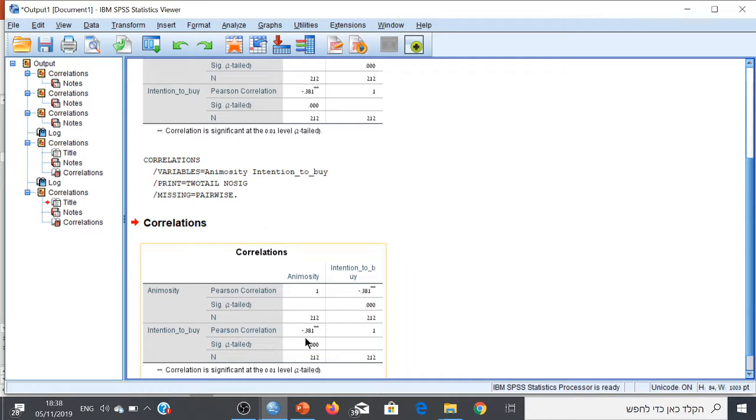Okay, so if we look at the matrix here, we can see that the correlation coefficient is negative 0.381. So this means that the correlation is negative, and the significance of this is that the higher the level of animosity, the lower the intentions to buy.